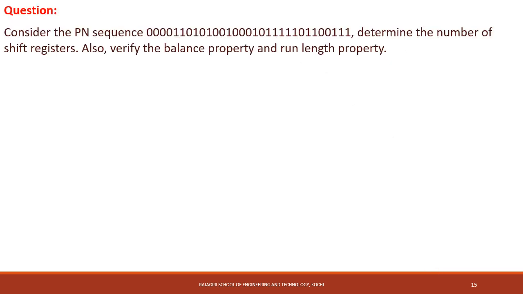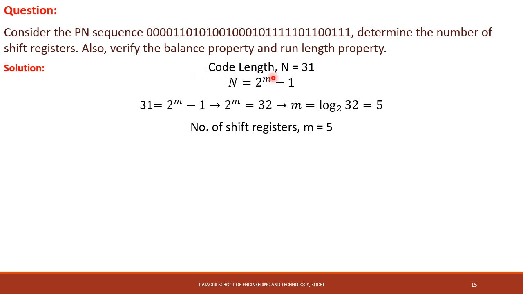Now let's see an example in which we are trying to prove the properties of a maximal length sequence. We are considering a PN sequence given as this, and we have to determine the number of shift registers used as well as verify the balance property and run length property. Here the length of the PN sequence given is n equal to 31. Substituting in the equation n equal to 2 raised to m minus 1, we get 31 is equal to 2 raised to m minus 1. On solving this equation, we'll get m equal to 5. Therefore, the number of shift registers used is 5.